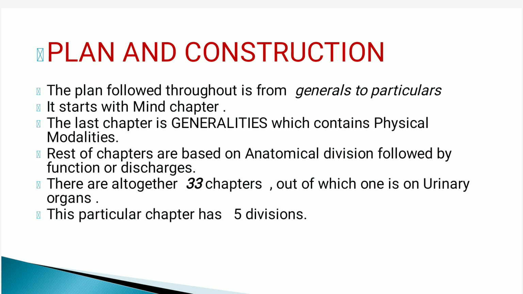Then there are 33 sections in the repertory, but there are 5 subdivisions of one section, that is urinary organ. And so the total number of sections is counted as 37 by many homeopaths, or the total number might come to 37.